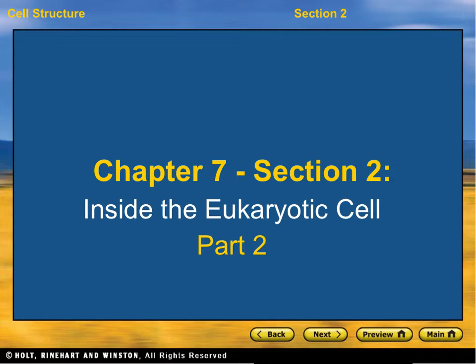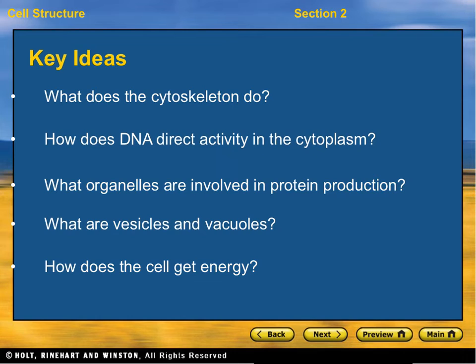Hello, and welcome to the second part of Inside the Eukaryotic Cell. Today we're going to be focusing on these last three ideas, specifically which organelles are involved in protein production. We're going to look at what are vesicles and vacuoles, and then how does the cell get its energy.